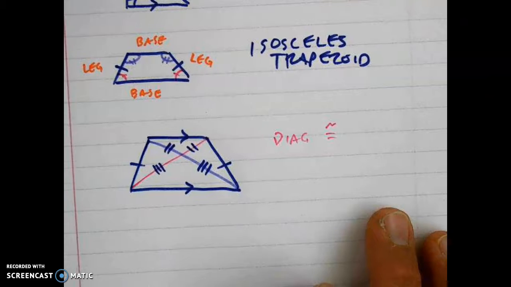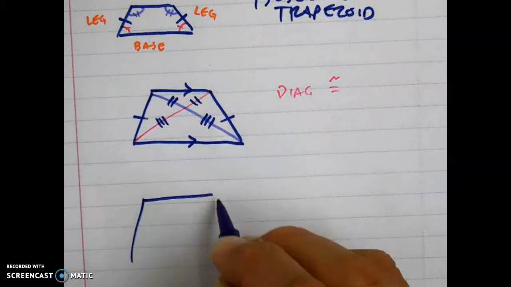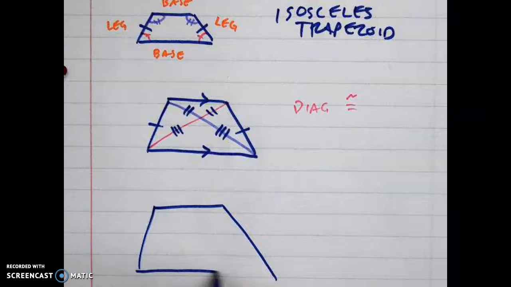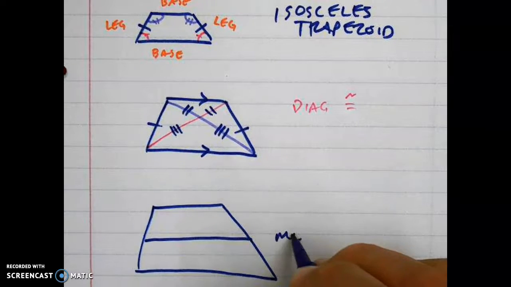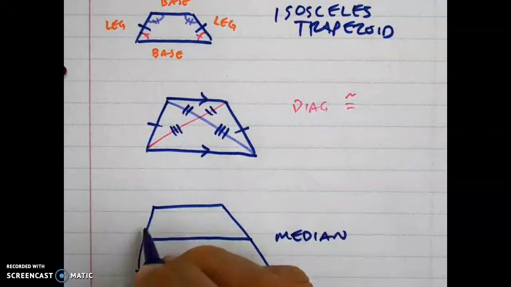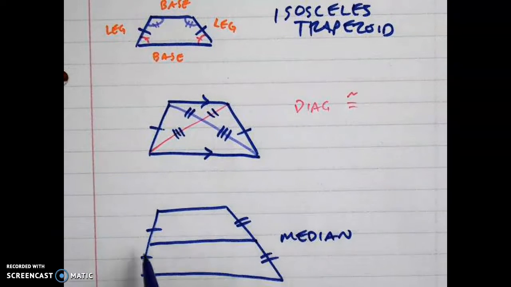Okay. One last thing that I need to teach you guys is, in a trapezoid, where you draw the median means that these two sides are equal and these two sides are equal. In other words, you're halfway on this side and you're halfway on this side. This is called the median.